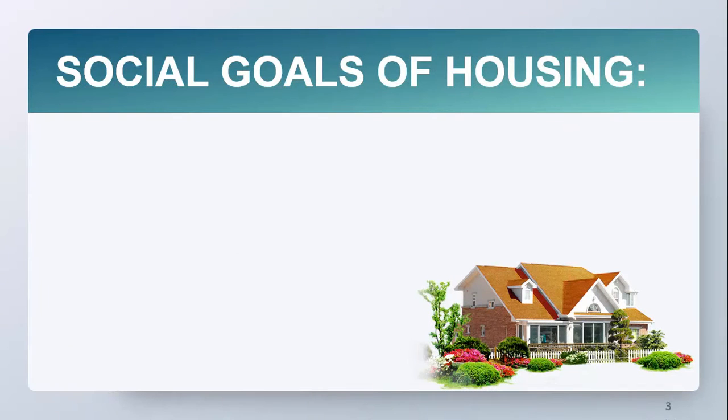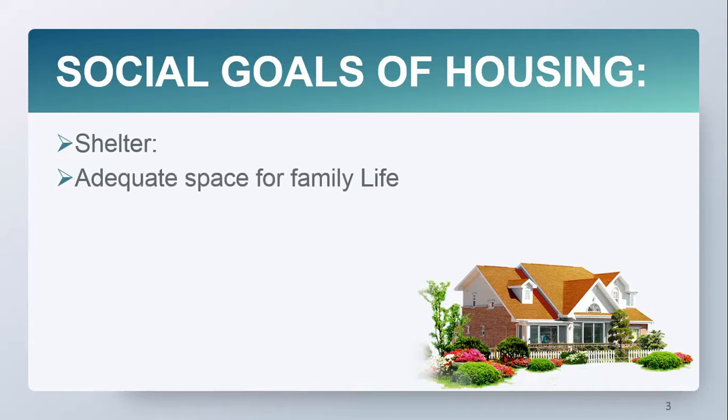The social goals of housing include shelter. The house should provide a sanitary shelter, which is a basic need. Secondly, adequate space for family life. The house should provide adequate space for family life and related activities like preparation and storage of food, meeting, sleeping, individual activities, and basic activities.